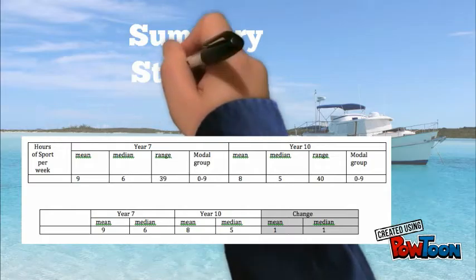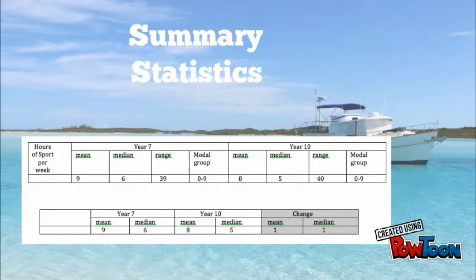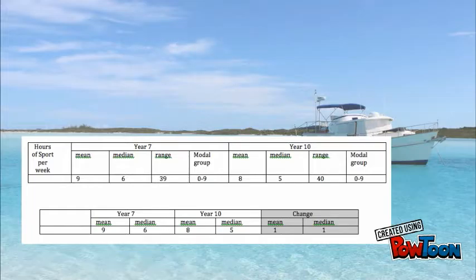The summary statistics show the mean, average, median, mode, and range. You can see that the average shows Year 10 students decrease their sport participation by 1 hour a week. The mode for both groups stays the same, with 0 to 9 hours per week being the most common group.